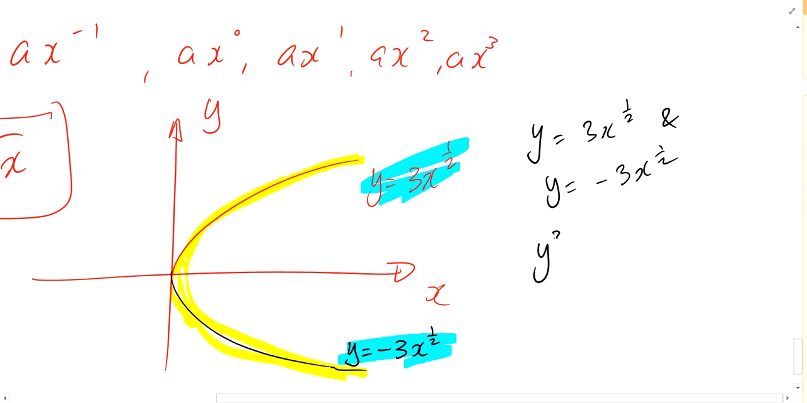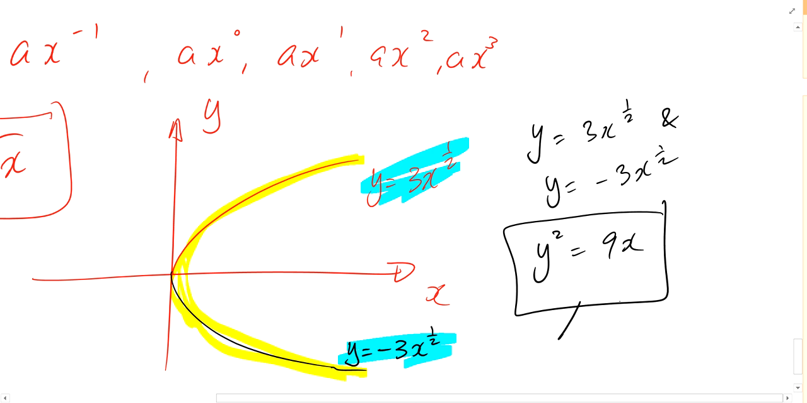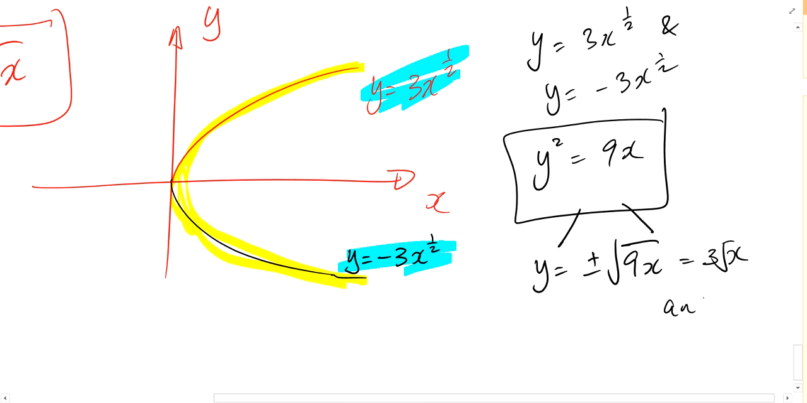Isn't it the same as y squared equals 9x? Because from here, you can break it down into y equals plus or minus the square root of 9x, which is 3 root x, or negative 3 root x. We break y squared into two parts, positive region and negative region, and it still holds the relationship. When there's a negative over here, you flip, the same thing still happens.